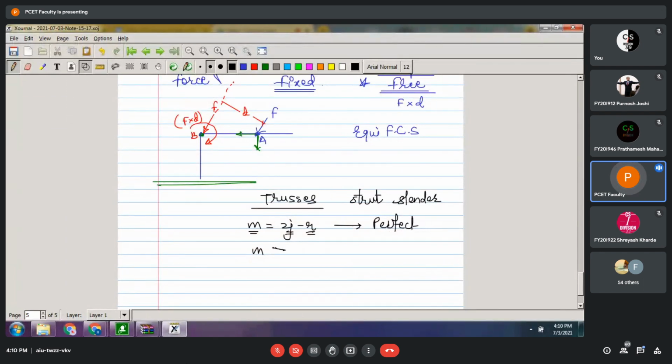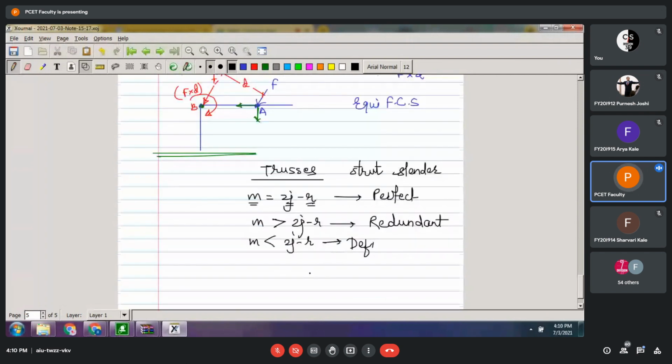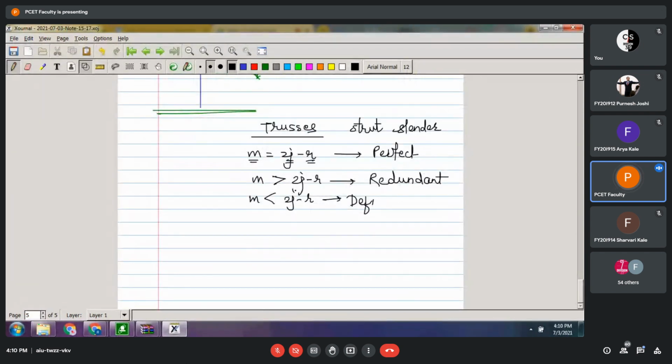But if m is more than 2j minus r, सांगा मला टाइप ऑफ ट्रस काय म्हणतो आपण त्याला? Yes, redundant truss. Okay. If m is less than 2j minus r, हे तर काय एकदम deficient truss. बरोबर? So it's very important. MCQs मध्ये याच्यावर पण बेस्ट प्रॉब्लेम येऊ शकतं. काही दिलं असेल मेंबर, फोर्सेस, एखादी डायग्राम, and it will be asked whether to check what type of truss this is. So you need to calculate.